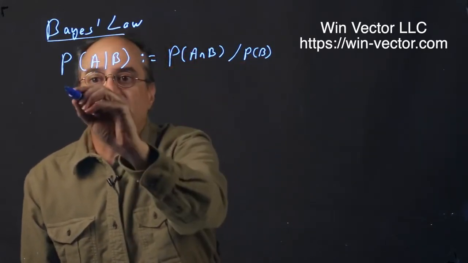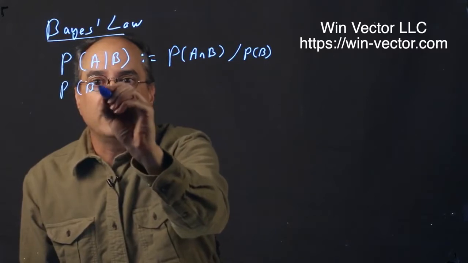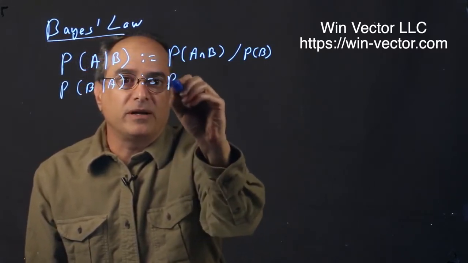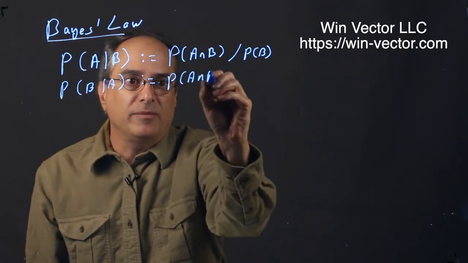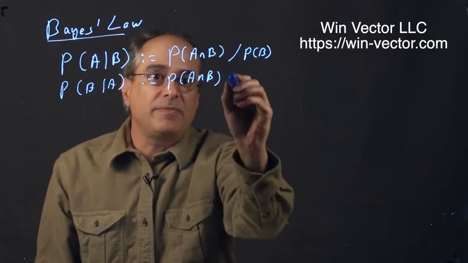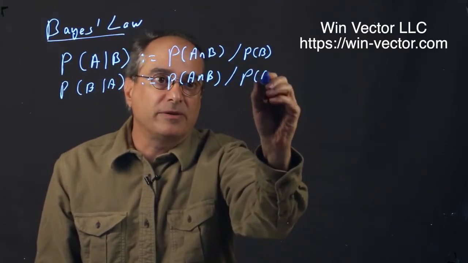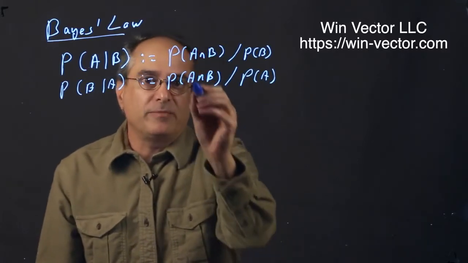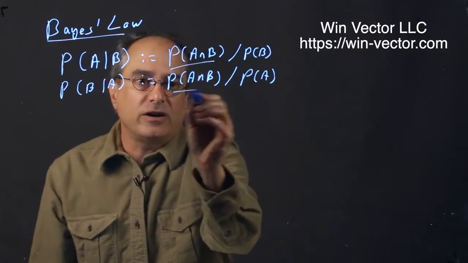By symmetry, the probability of B given A is also defined as the probability of A and B. I'm using the fact that P(A and B) equals P(B and A) just to write these the same, divided by P(A). So this time we're pretending A is the whole universe. Now, we can derive Bayes' law from this by matching these shared terms.